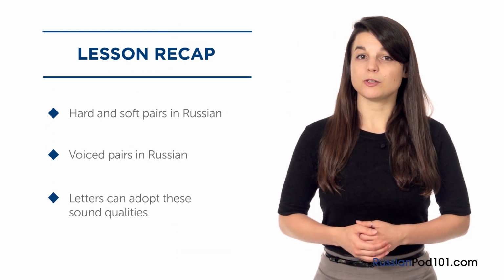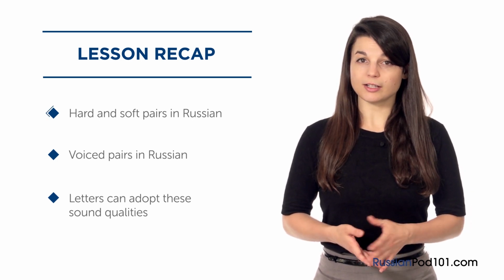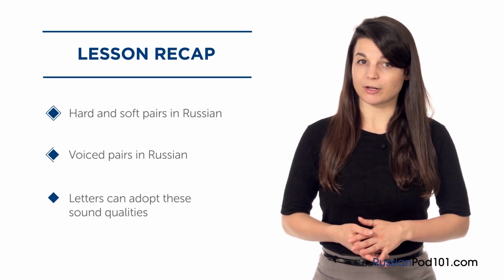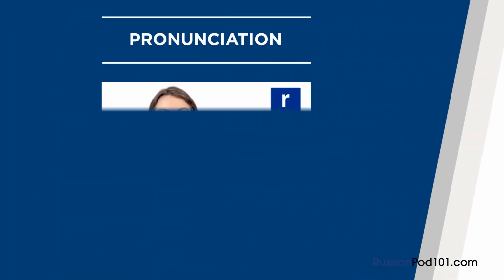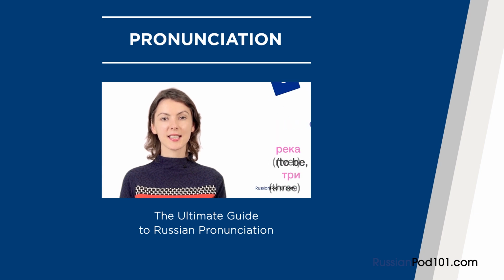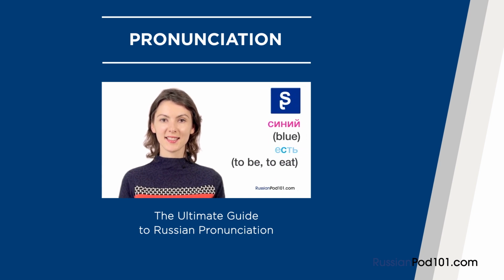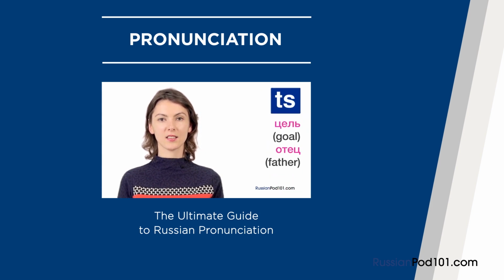Okay, let's wrap up this lesson by recapping what we've learned. In this lesson, we introduced you to some important concepts for learning Russian pronunciation. You learned that there are hard and soft pairs in Russian, about voiced pairs in Russian, and that letters can adopt these sound qualities. If you're interested in learning more about Russian pronunciation, check out the entire course we created named The Ultimate Guide to Russian Pronunciation. In that course, we cover and break down every single sound in the Russian language, showing you mouth and tongue positioning and giving you tips to help you perfect your Russian pronunciation.